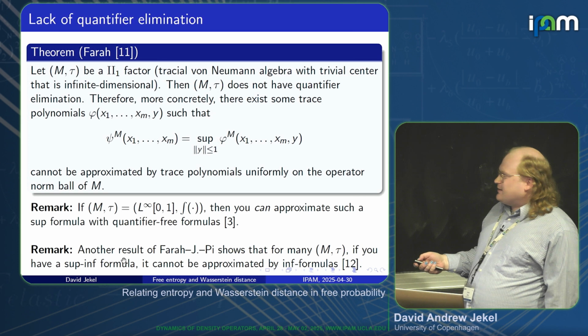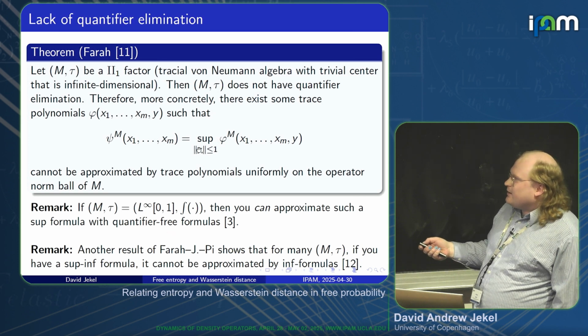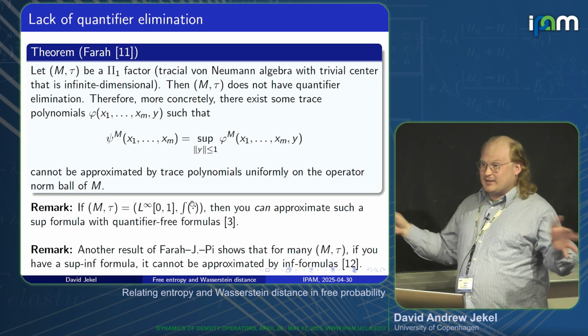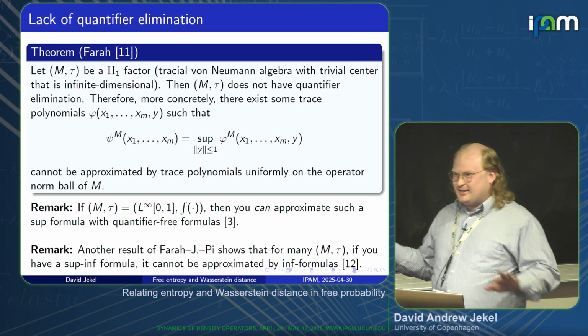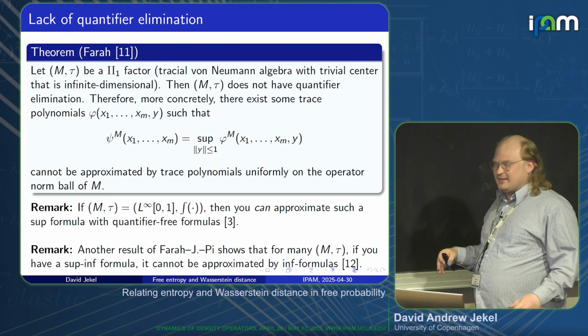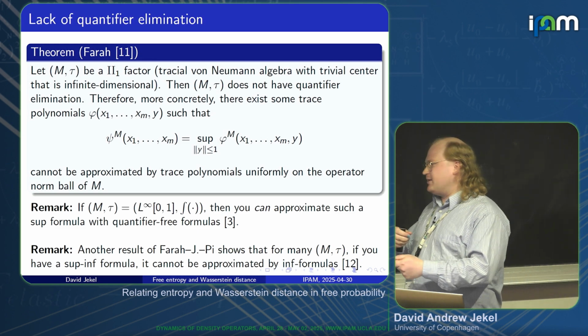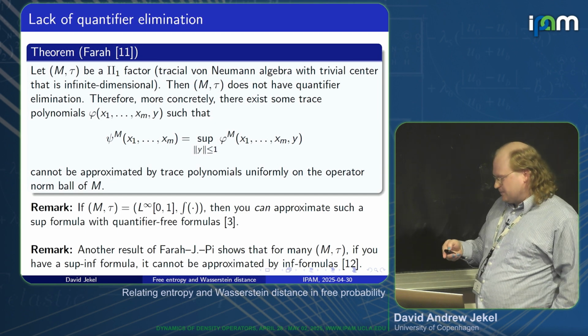But this is fundamentally different than the classical case. And by the way, if you wanted to say, well, what if I only wanted to use one quantifier, but not two? You also cannot do this. You cannot take a formula with two quantifiers that are alternating inf and then sup. You cannot approximate it with one quantifier.